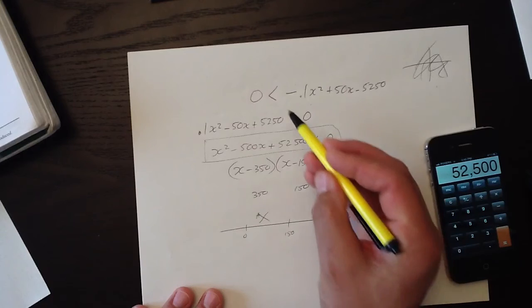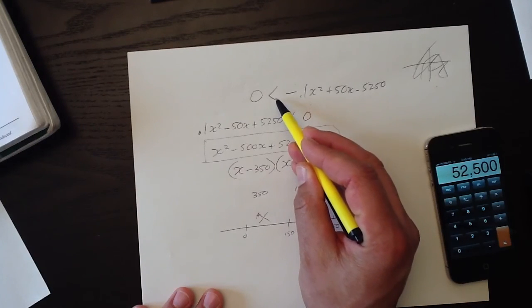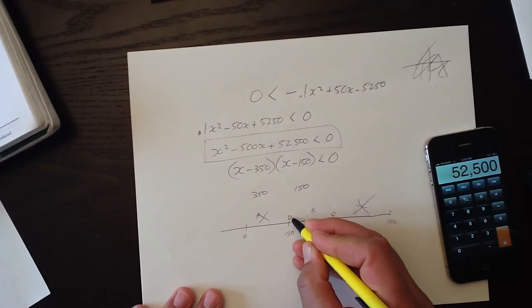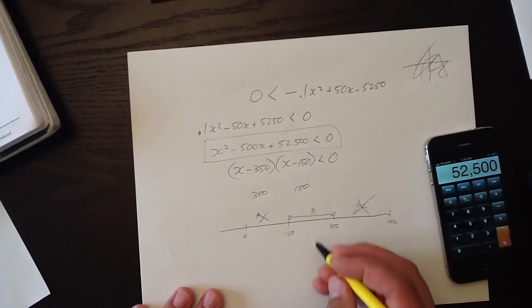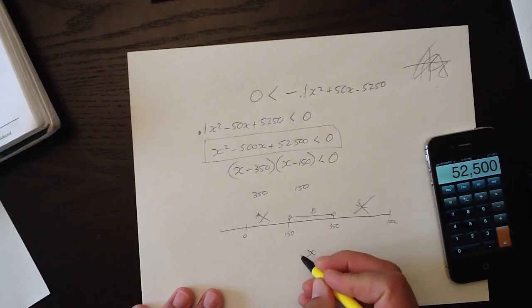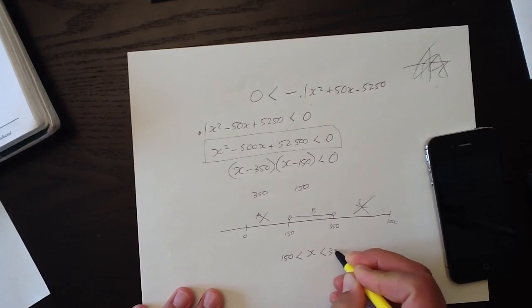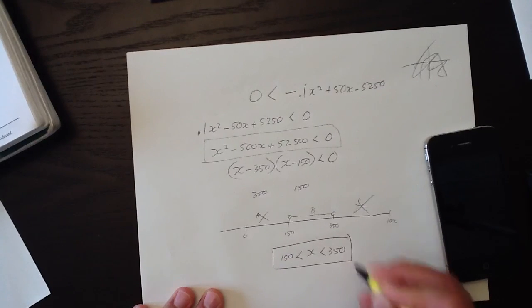So it's this region here, and because we've got a greater than, not a greater than or equal to, it'll be like this, and it will be the region in the middle. So x, therefore, has to be greater than 150, and it has to be less than 350. And there's our answer.